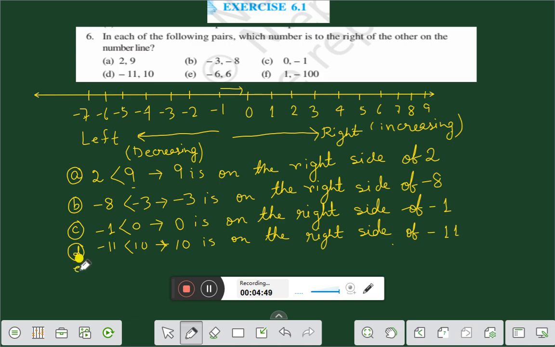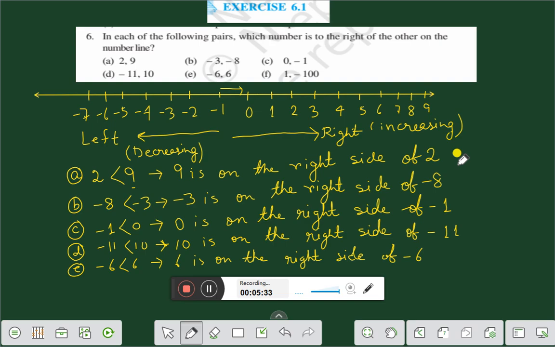E, minus 6 and 6. First of all, you have to find which one is greater. That is 6 is greater than minus 6. 6 is greater, or minus 6 is less than 6. Therefore you can say that 6 is on the right side of minus 6, right?